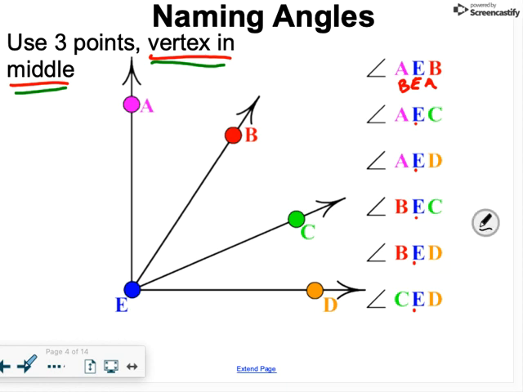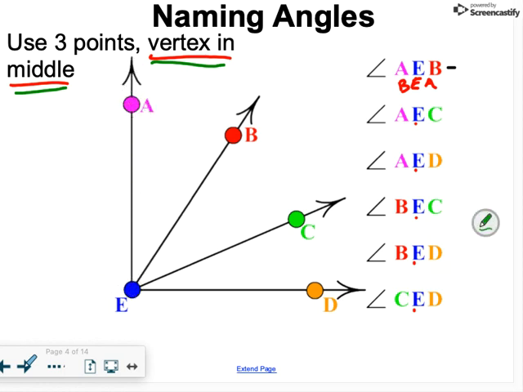So I'm going to go through each one of these real quick for you guys. If I'm talking about angle AEB, that would be this angle here. It starts at A, goes to E, and then out to B. So that would be angle AEB. Okay, now I'll erase that. We'll go to the next one here.